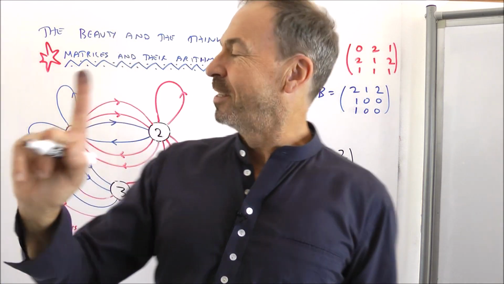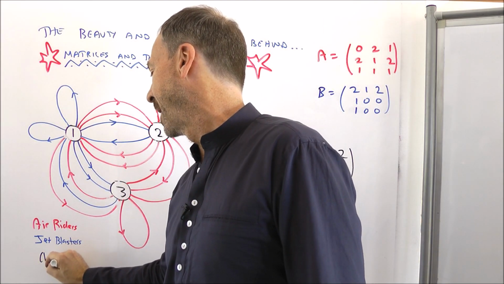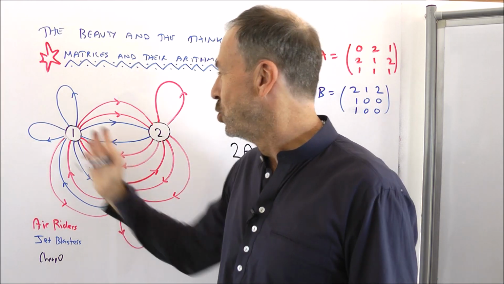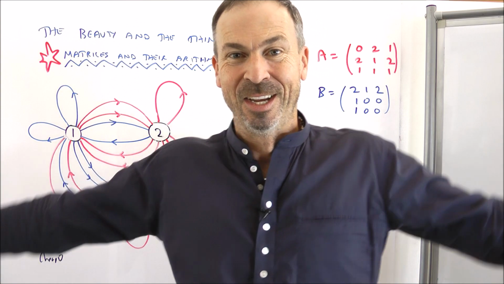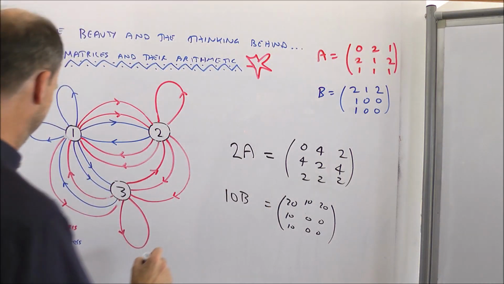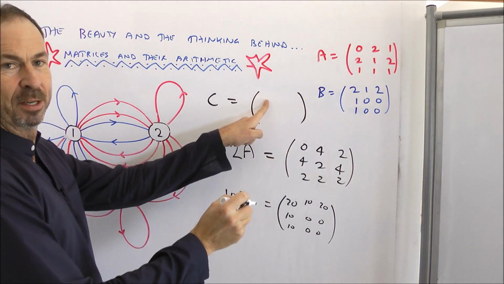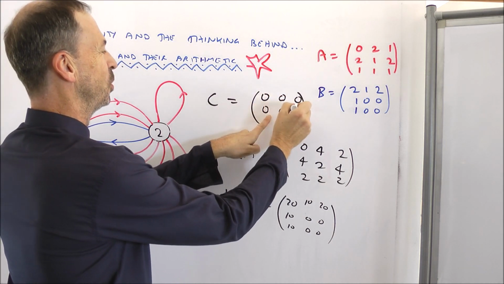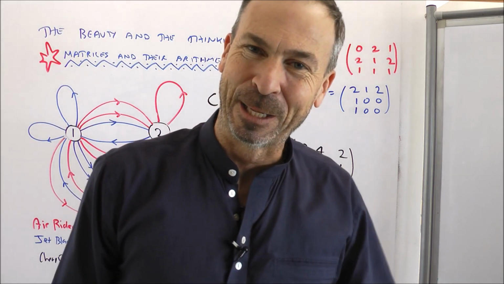Actually, imagine there's a third airline company. I'll call it Cheapo Airlines. It went bankrupt. It currently has no routes between any cities. There are no routes. It offers nothing. So what does its matrix look like? I'll call it C for Cheapo. If it offers no routes between city 1 and city 1, none between cities 1 and 2, none between 1 and 3, and 2 and 1, 2 and 2, 2 and 3, and 3 and 1, 3 and 2, and 3 and 3, that's what its matrix looks like.